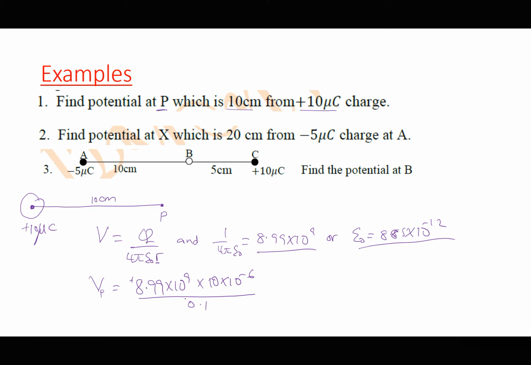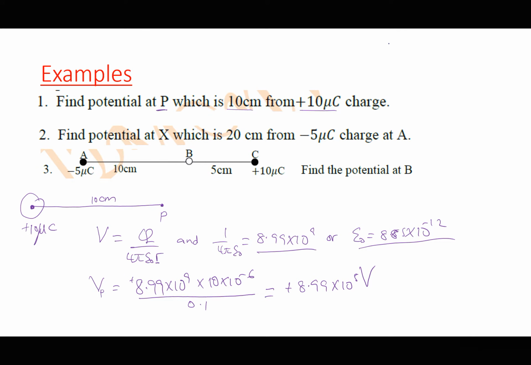And if you press your calculator, you're going to realize that this gives positive 8.99 times 10 power 5. The units are volts. For those who will want to square the denominator, I want to show you something before I proceed to examples number 2 and number 3.